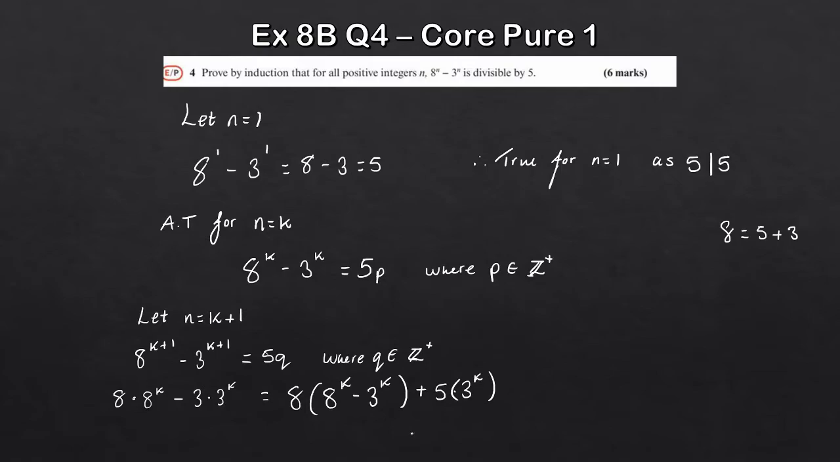Well, the important thing to notice here is that we have 8 to the power of k minus 3 to the power of k. We already know this is divisible by 5 because we assumed it's true for n equals k. And we've shown that this is equal to 5 lots of a positive integer, so it has to be divisible by 5. So this part here is just 8 times a number that's divisible by 5. So this part's always divisible by 5. This part here is 5 times a number, so it doesn't matter what this number actually works out to be, because it's times by 5, it will always be divisible by 5. So this is also divisible by 5.